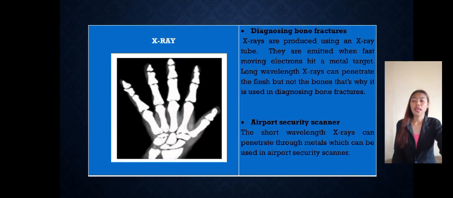Then we have the X-ray, the practical application of X-ray. We have the diagnosing of bone fractures. X-rays are produced using an X-ray tube. They are emitted when fast-moving electrons hit a metal target. Long wavelength X-rays can penetrate the flesh but not the bone. That's why it is used in diagnosing bone fractures.